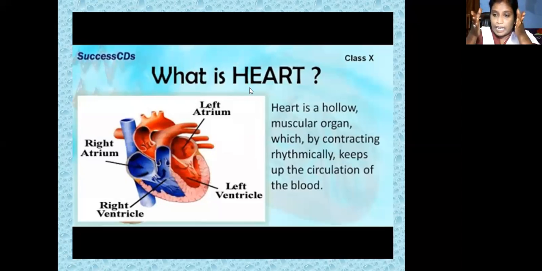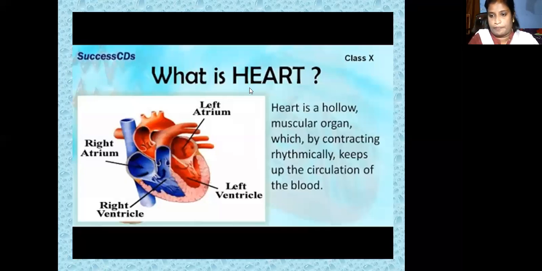At that time the blood circulates through all parts of the body. The blood goes through all parts of the body. Contraction and relaxation together are called one heartbeat.